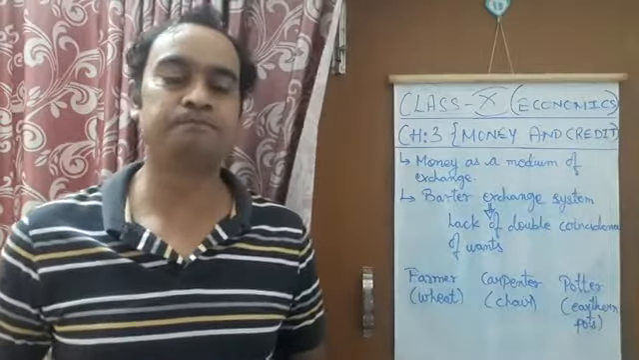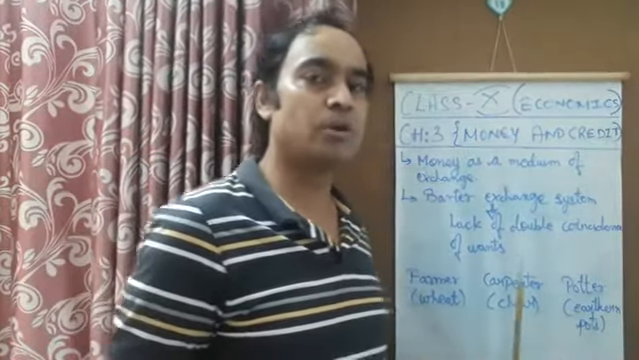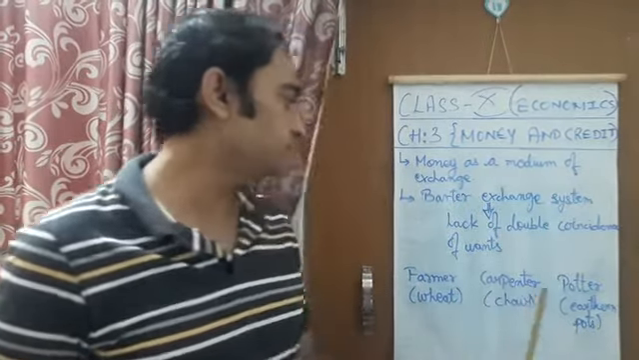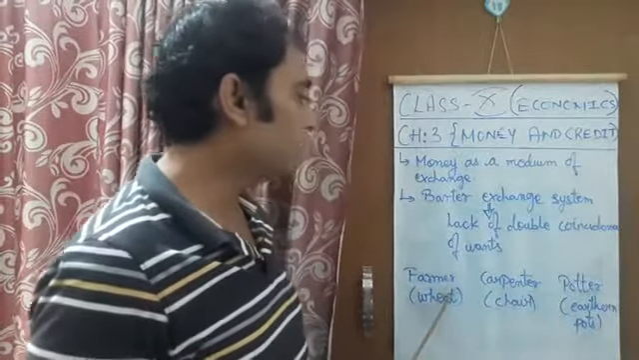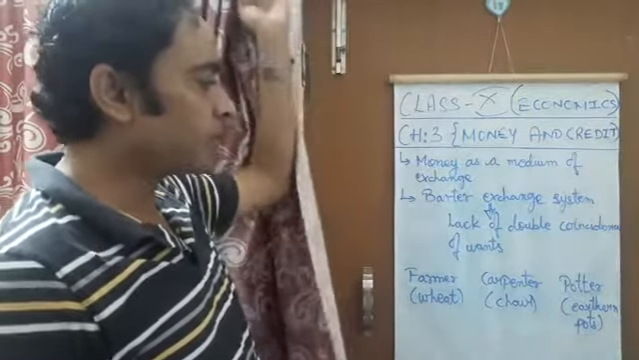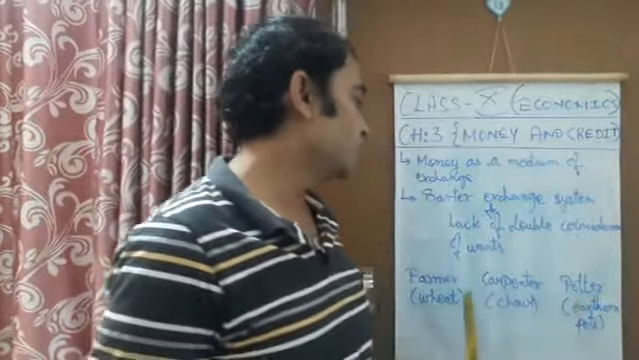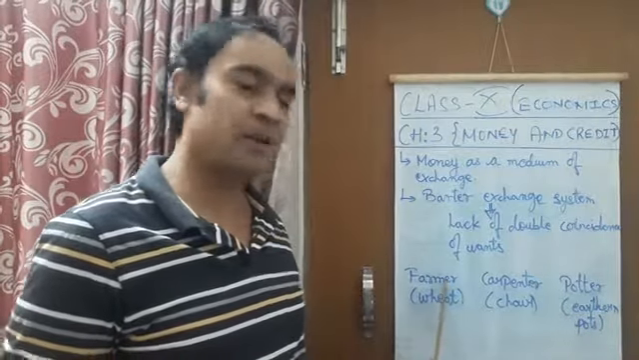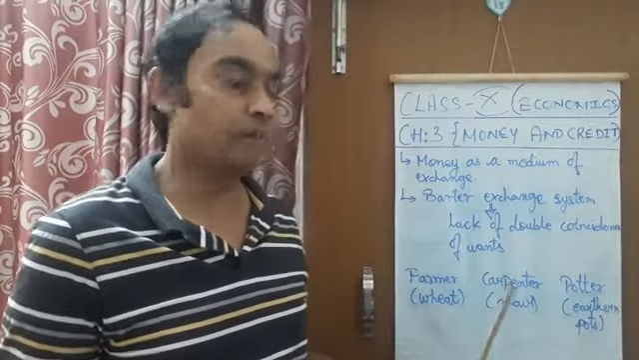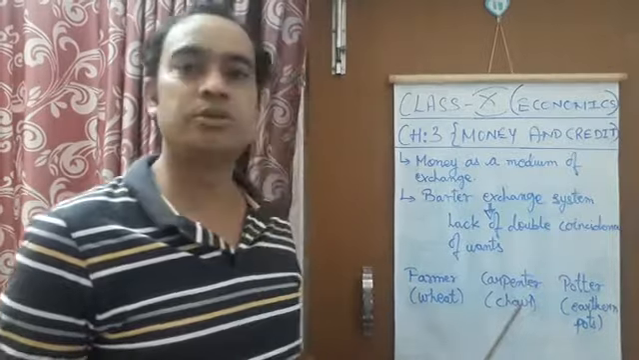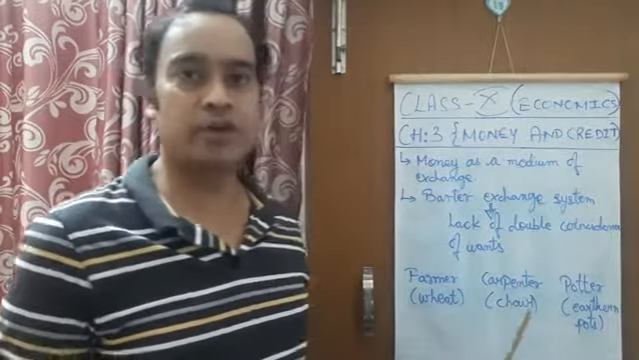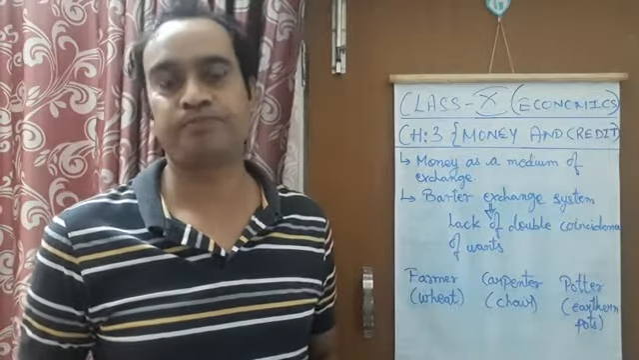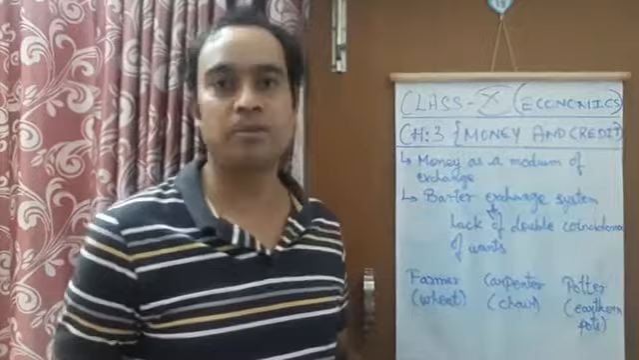How was it possible? I have shown you one example on the board here. If you see here, I have taken three people. You can see a farmer, a carpenter, a potter. These three are different people who have manufactured their own goods. Like the farmer has produced wheat, so he has wheat with him. The carpenter has produced a chair, so he has a chair with him. And the potter has earthen pots, which he himself has produced.